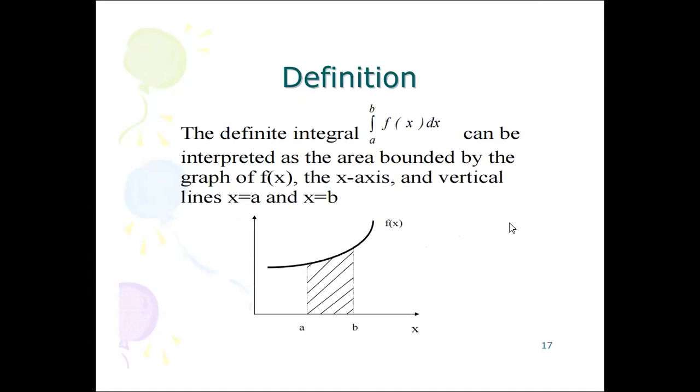In the definition of definite integral, we can write it as the area bounded by the graph of f along the x-axis from a to b. The limits are a to b, and the function is f of x. You have to find this shaded area, bounded by the x-axis and the vertical lines x equals a and x equals b. This is called the definite integral definition.